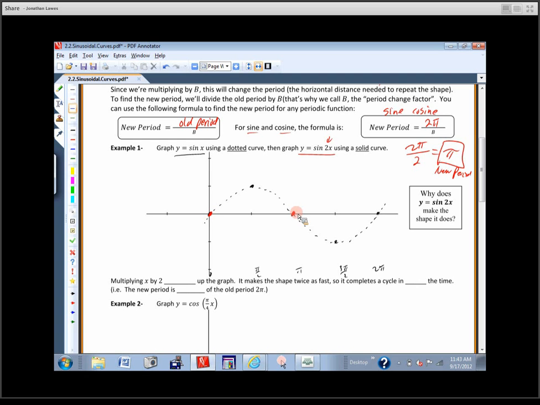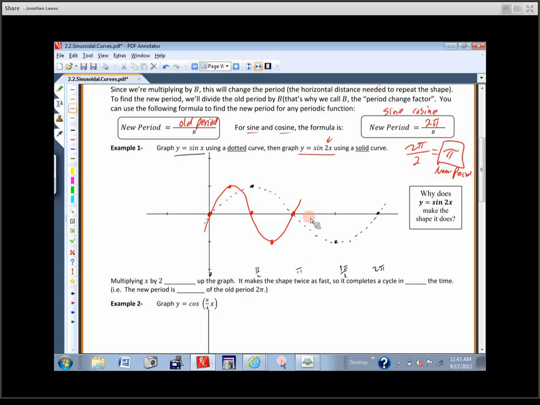Where's the middle? Right here. Where's the first quarter? Right here. And the third quarter is right here. That is one cycle for this particular graph. So I'm going to draw this in a solid curve. Going to look something like that.